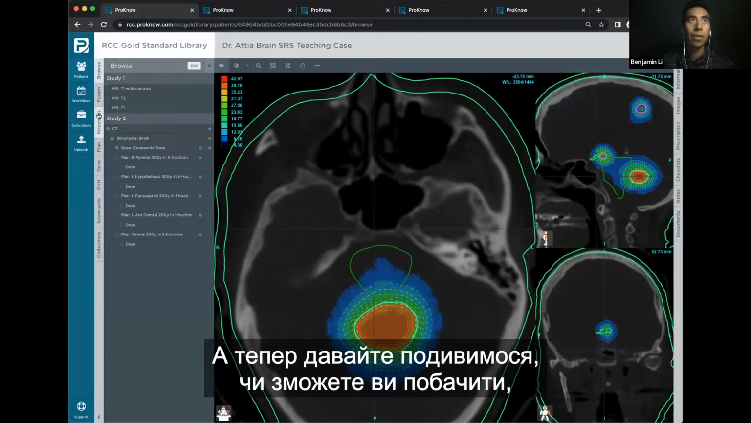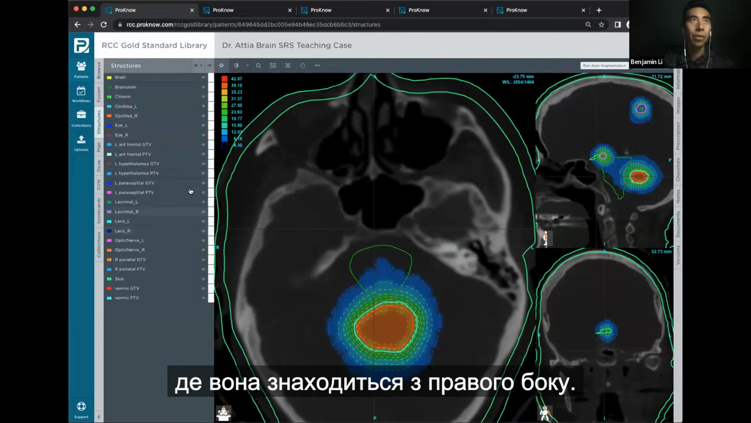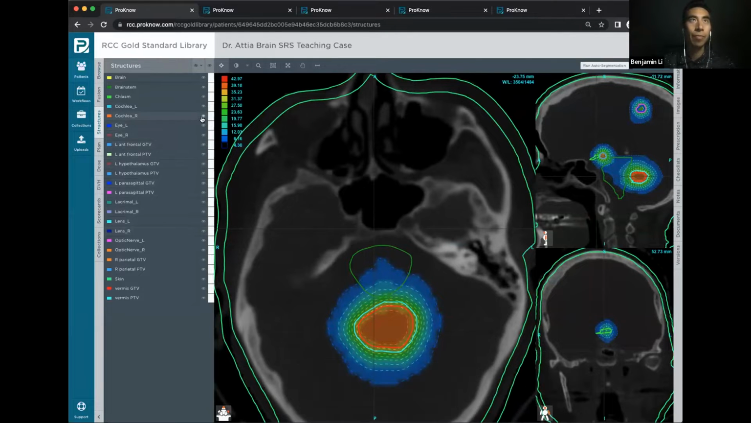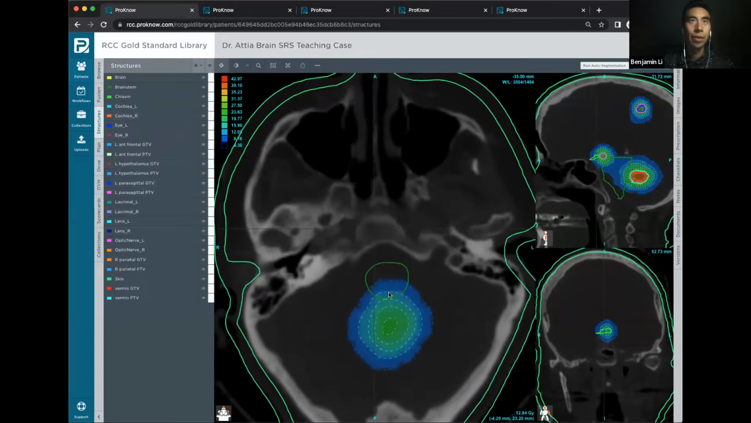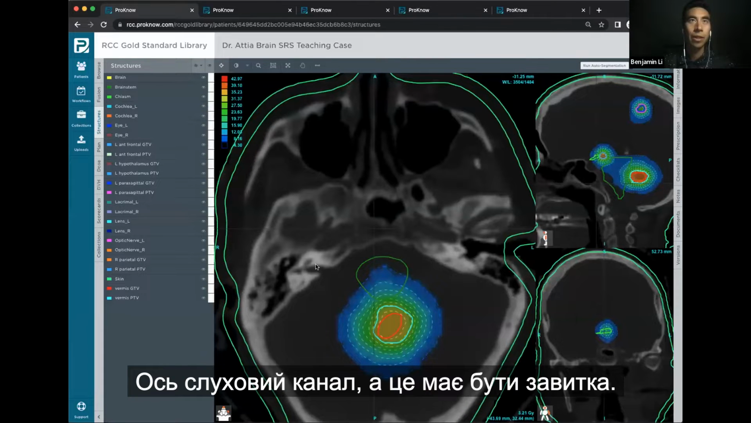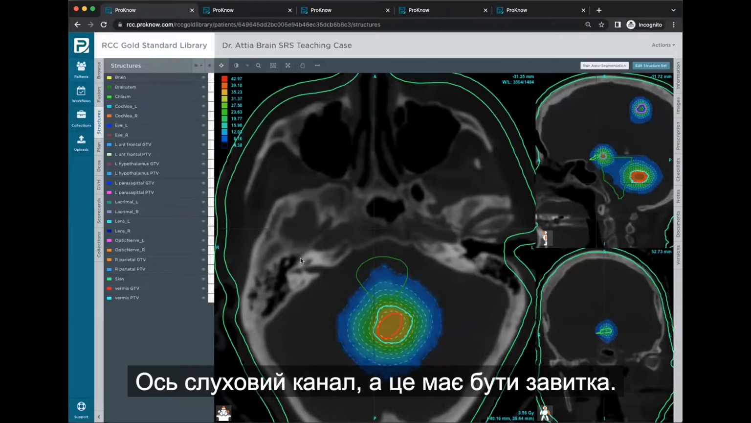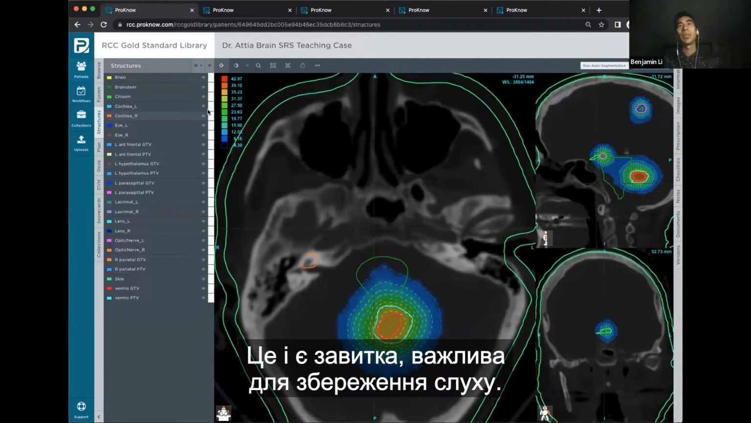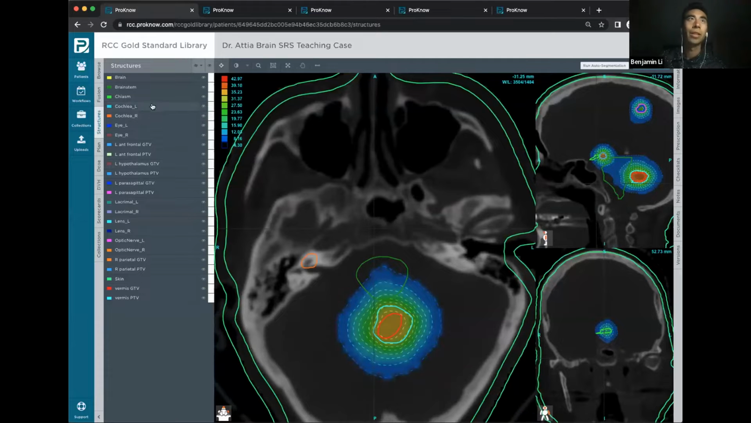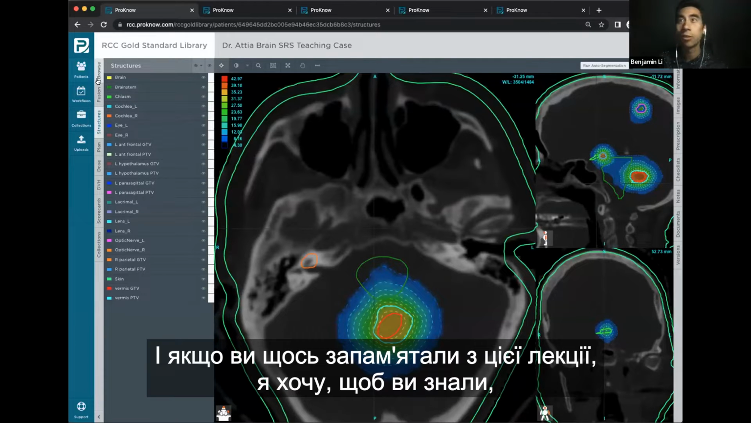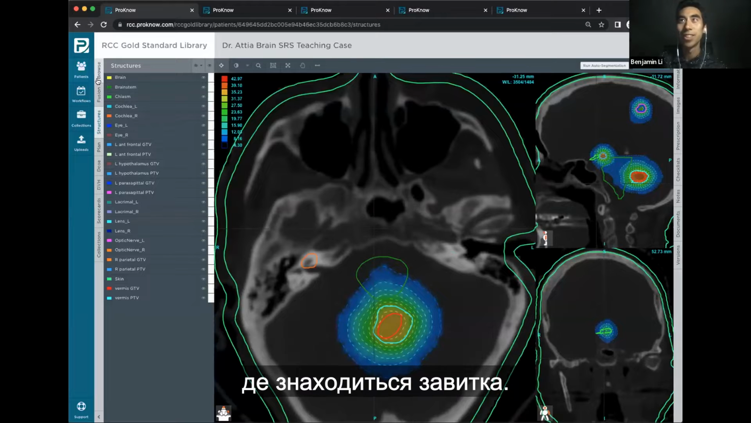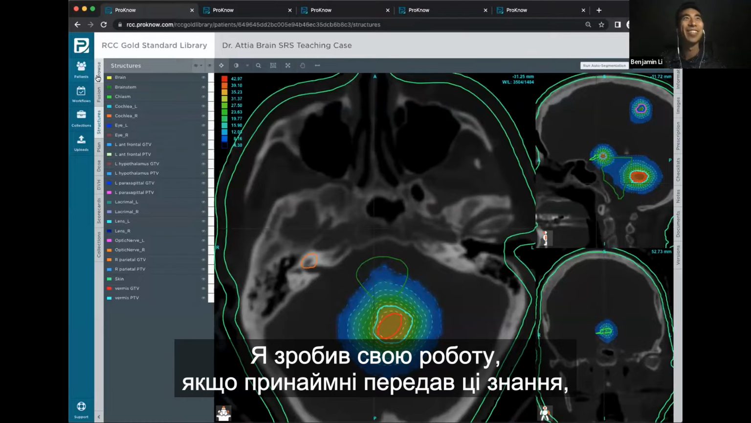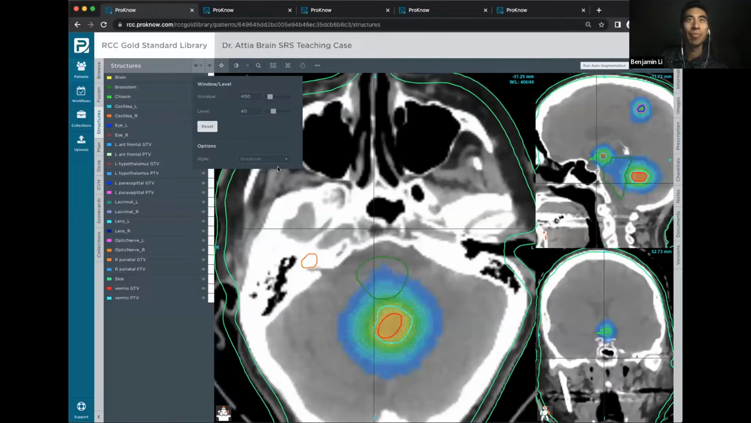Now let's see if you can see where it is on the right side. Here's the auditory canal, and so this should be the cochlea. Okay. So that is the cochlea, important for hearing preservation. If there's one thing you remember from this lecture, I want you to know where the cochlea is. I've done my job if at least I've imparted that knowledge, but we're going to do more.